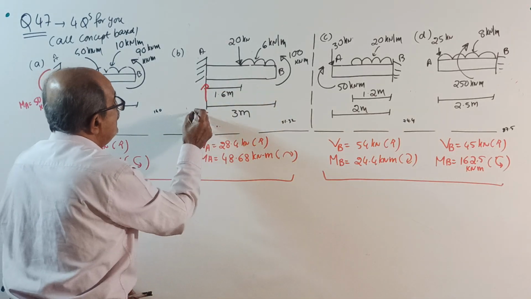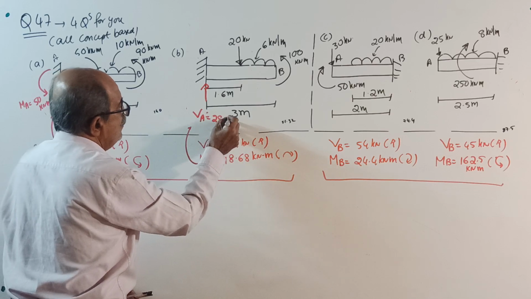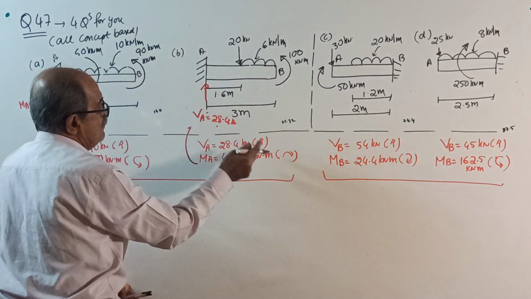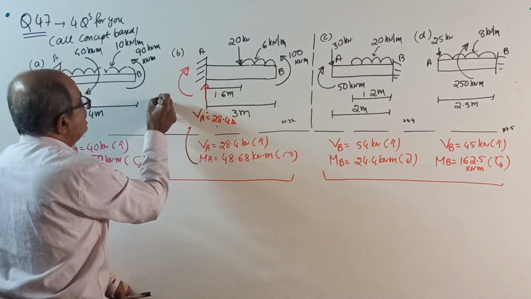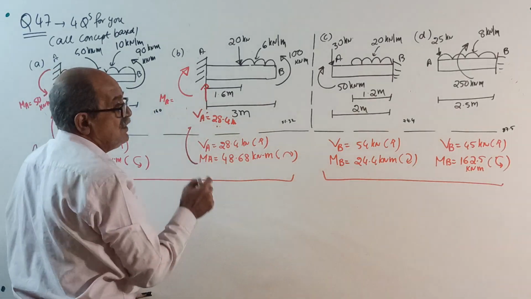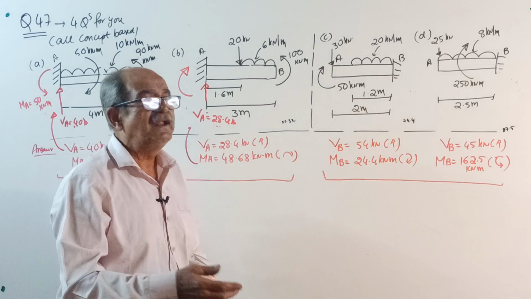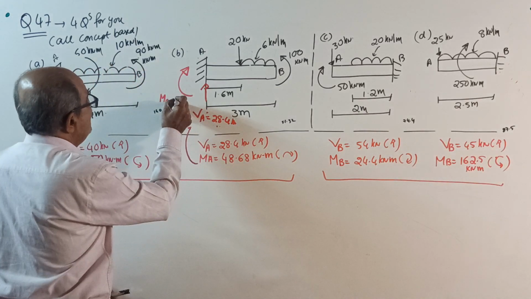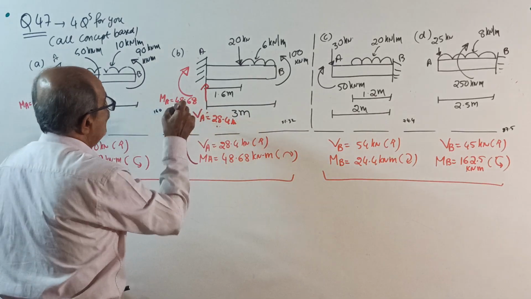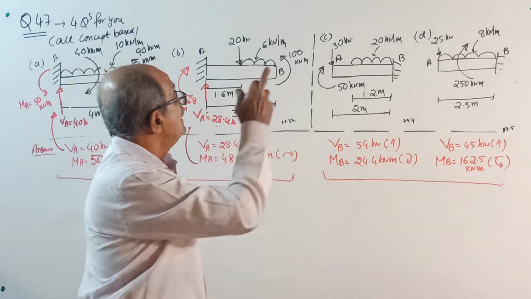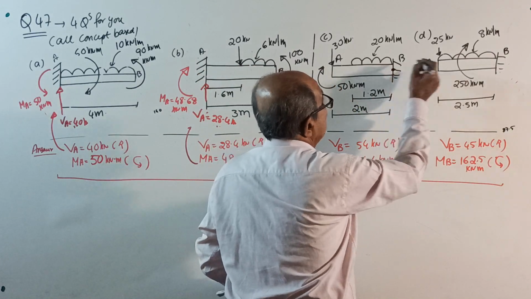After everything is over, VA equal to 28.4 kilonewton and MA, it is clockwise. You will see, if you go for a judgment, it is clockwise. Or if you go for actual basic calculation, assuming anti-clockwise, negative sign will come. Then you will make it clockwise of 48.68 kilonewton meter. This question.